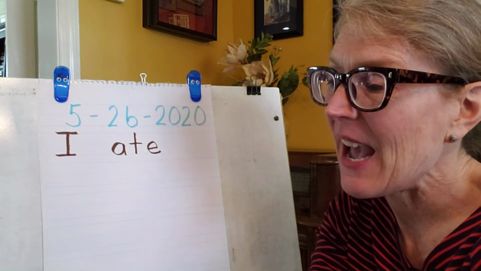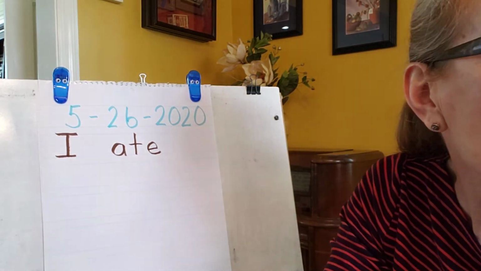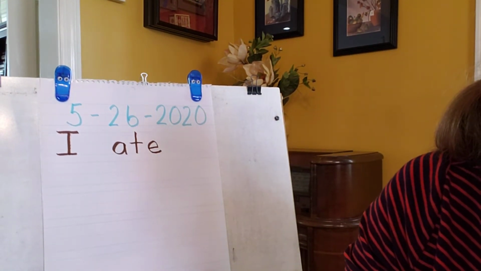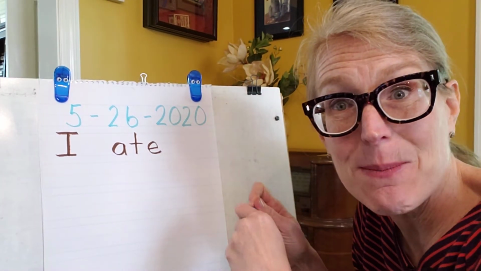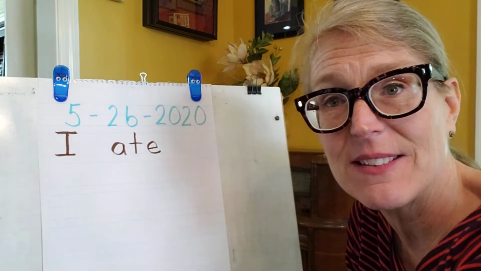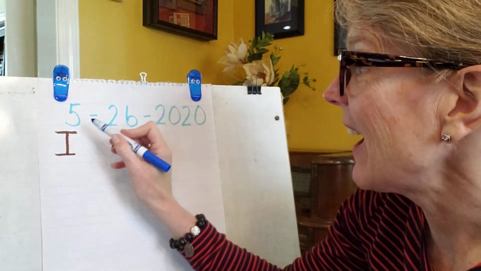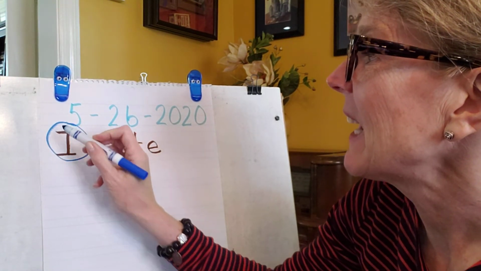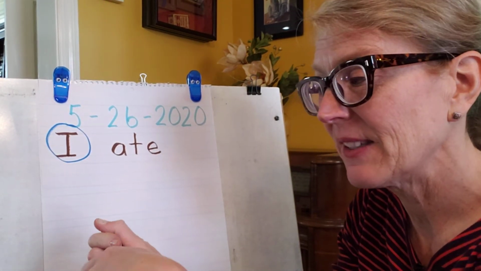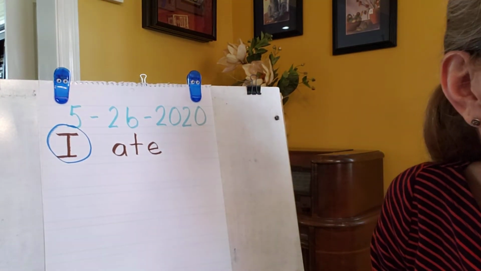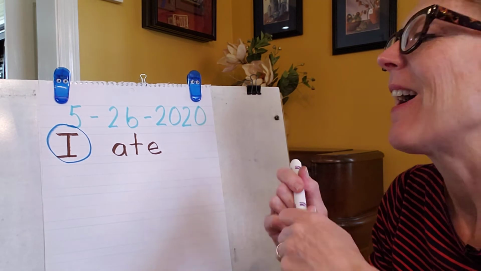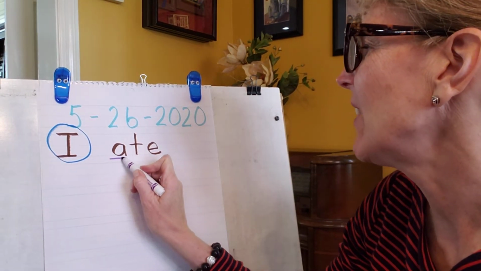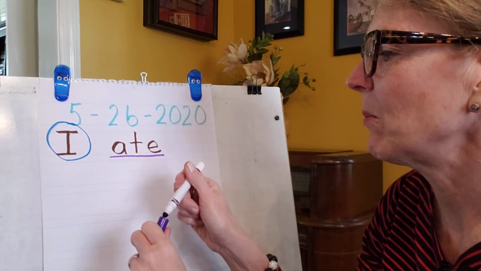All right, now, when you're done, I would like you to go back and circle the naming part. What's the naming part in our sentence? I, right? Okay. And what's our action part? What did we do? We ate, and underline your action part.